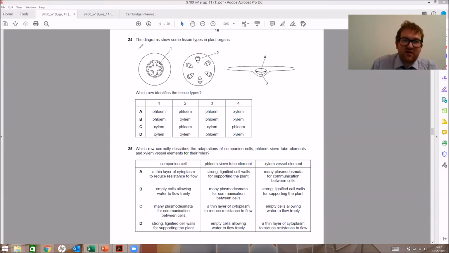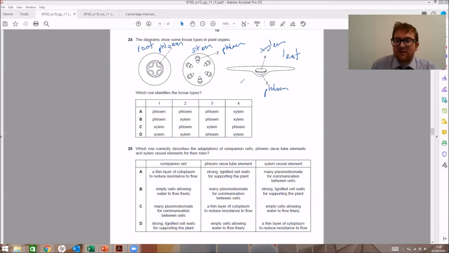Okay. Question 24, the diagram shows some tissue types of plant organs. So here you would generally have a root, this would be a stem, and this would be a leaf. Okay, so here we can clearly identify that one here is the phloem. Okay, you should remember that from GCSE. Okay, on the outer region of the stem, this is going to be the phloem as well. Xylem sits on the top of the leaf, and the phloem sits on the underside of the leaf.